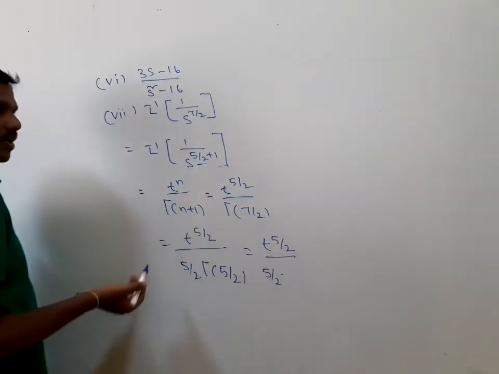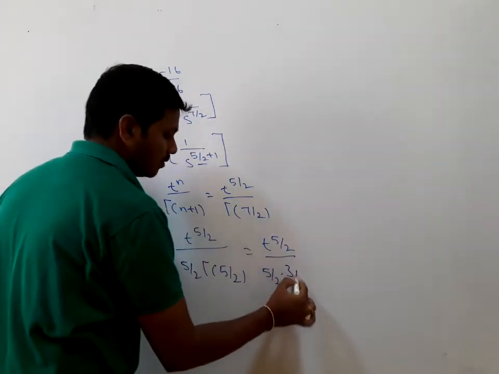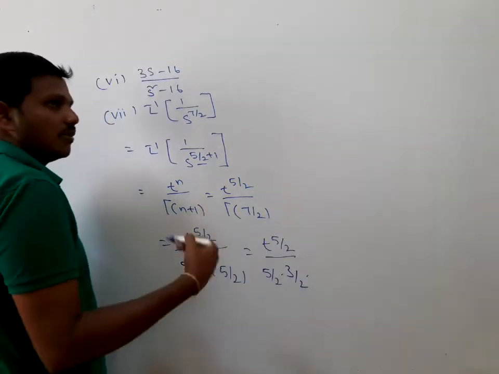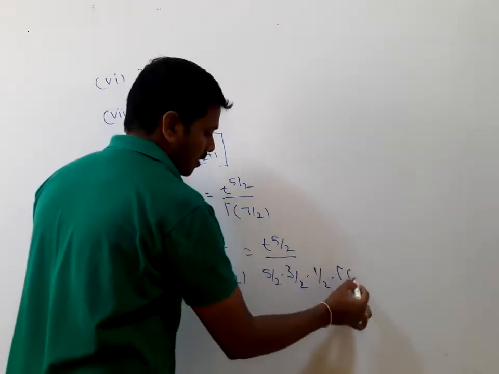Gamma of 5 by 2 is what? 5 by 2 minus 1, 3 by 2 into gamma of 3 by 2. Gamma of 3 by 2 is what? 3 by 2 minus 1, that is 1 by 2 into gamma of 1 by 2. It is gamma of 1 by 2.